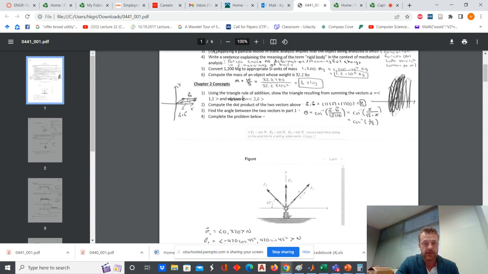So when vectors add according to the triangle rule, they're added in tip-to-tail fashion. So if you notice, I place the tail of B on the tip of A, and then the resultant is just going to close that triangle. So I'm definitely going to ask you to draw something according to the triangle rule on your final exam.